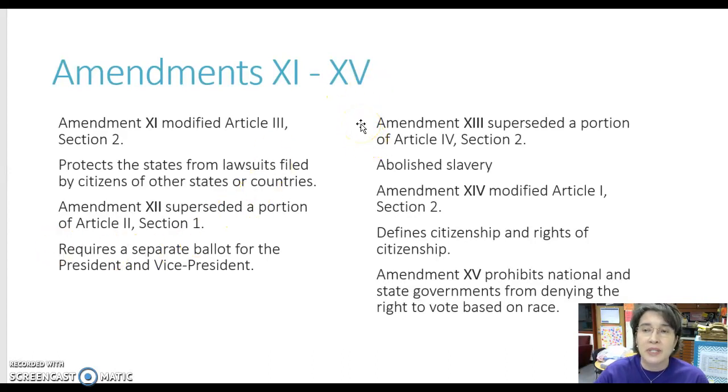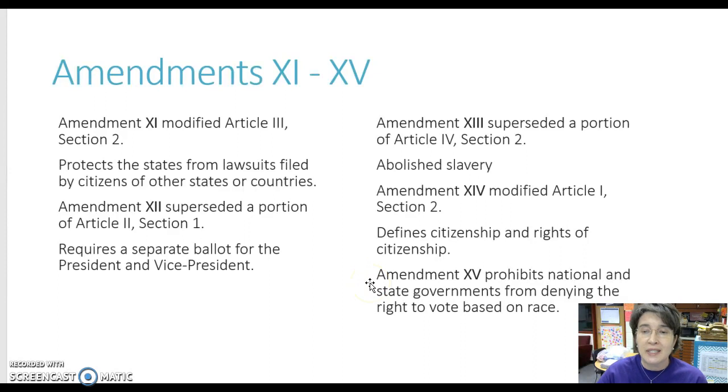Amendment number 13 supersedes a portion of Article 4, Section 2 and abolishes slavery. That's an important one to remember. Amendment 13 abolishes slavery. Amendment 14 modifies Article 1, Section 2, and that defines citizenship and the rights of citizenship. That's another important one there.